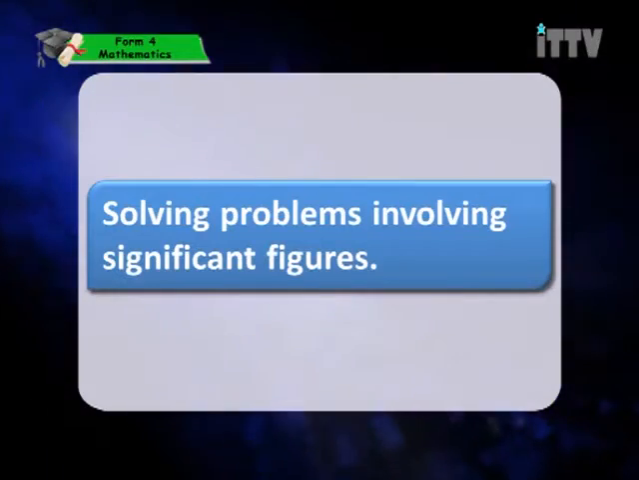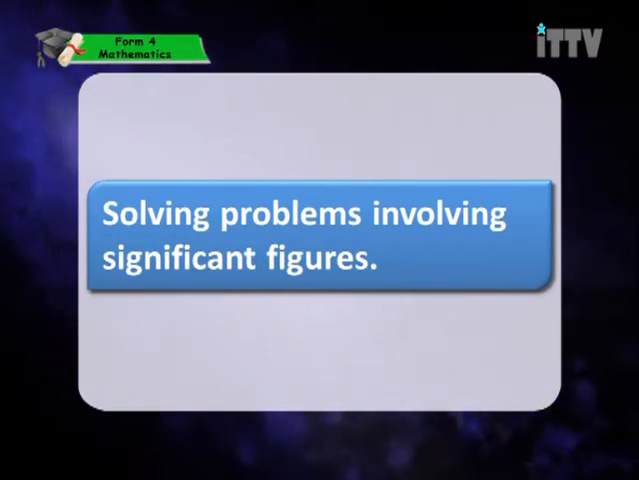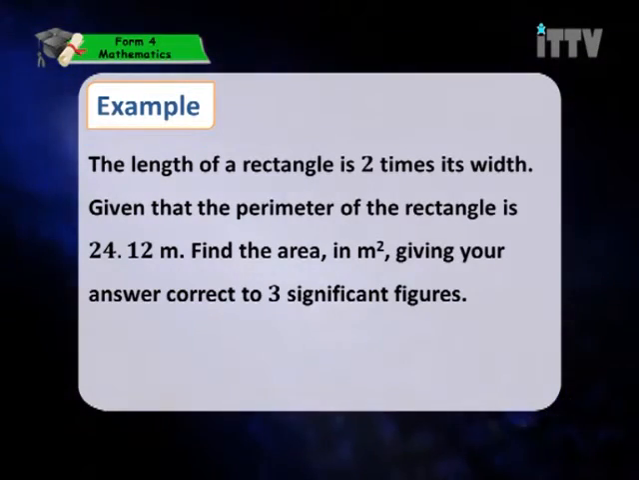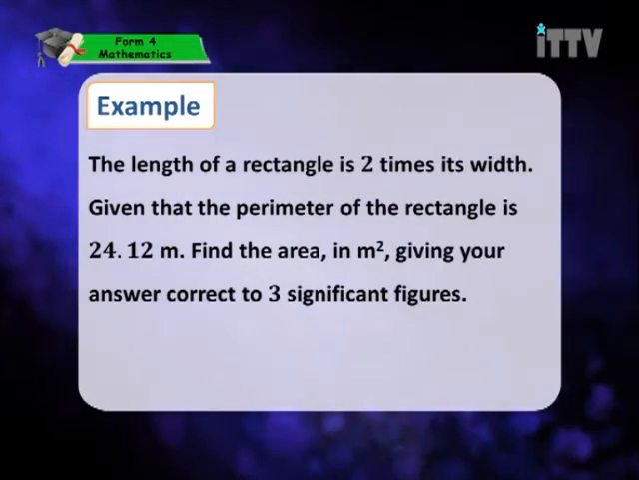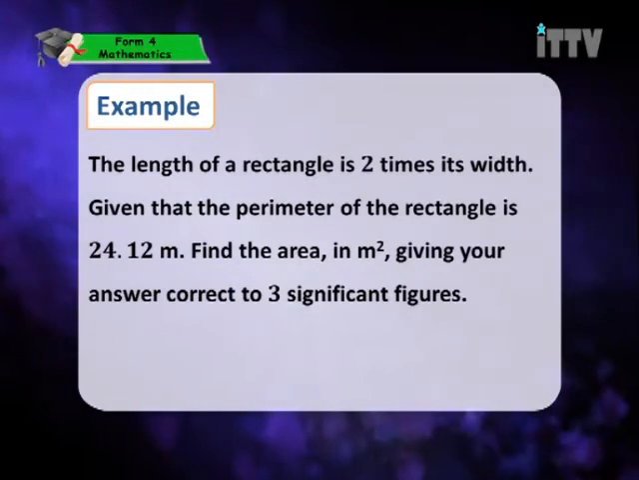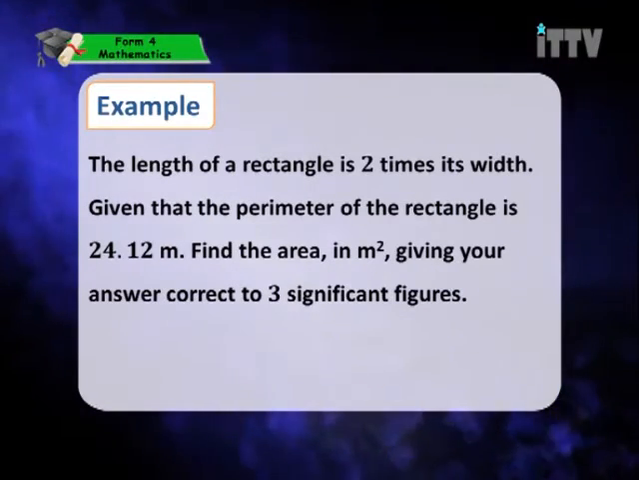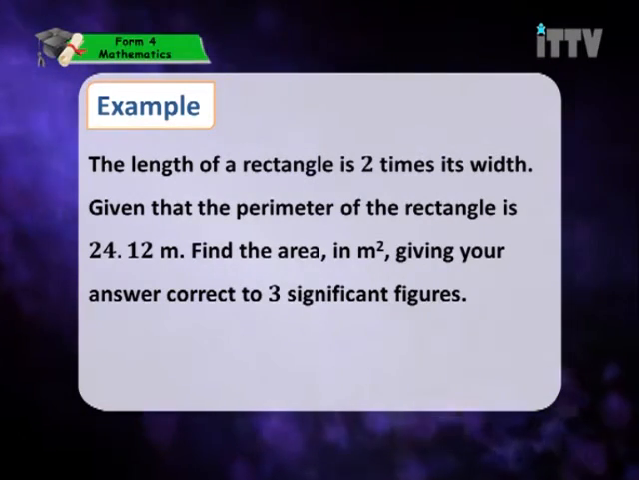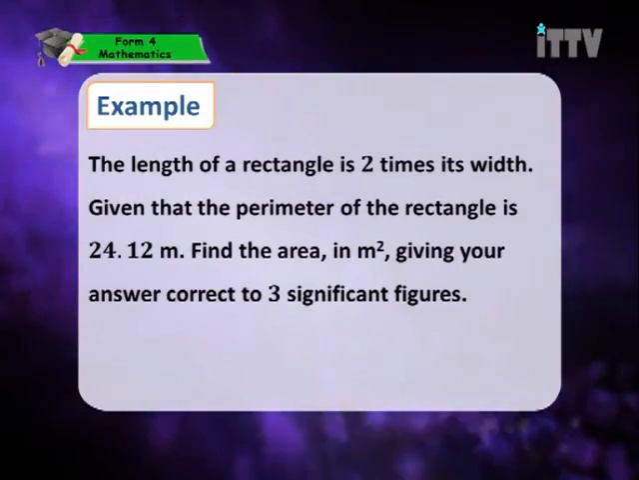Okay, now let's just look at problems that involve significant figures. Take a look at this example. The length of a rectangle is 2 times its width. Given that the perimeter of the rectangle is 24.12 meters. Find the area in meters square, giving your answer correct to 3 significant figures. Alright, let's work out this solution on the board.